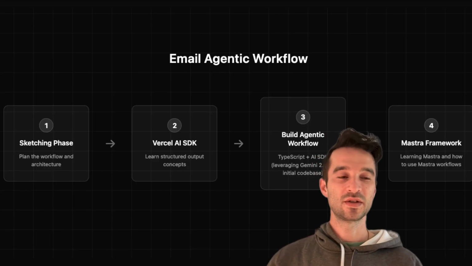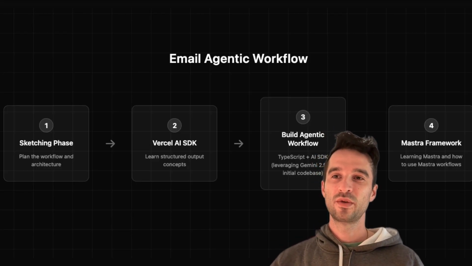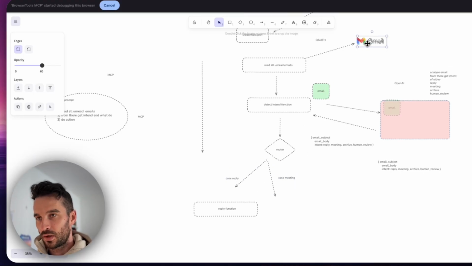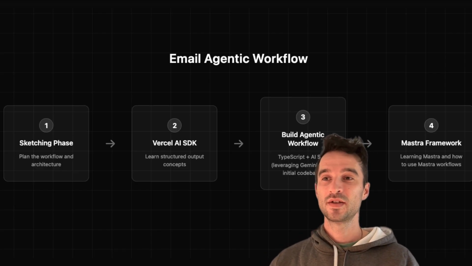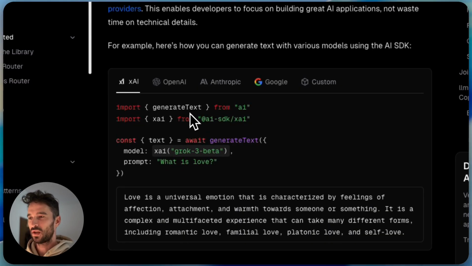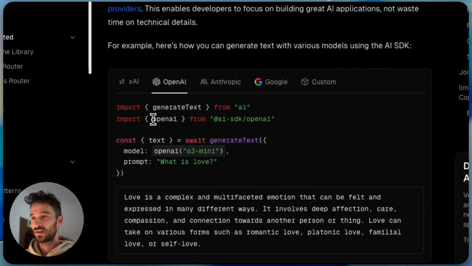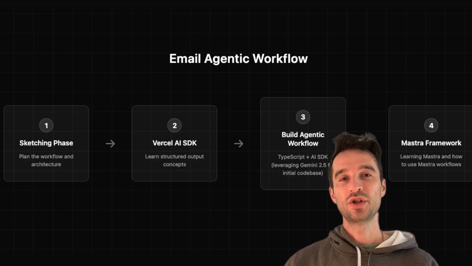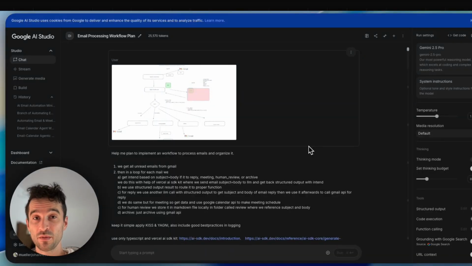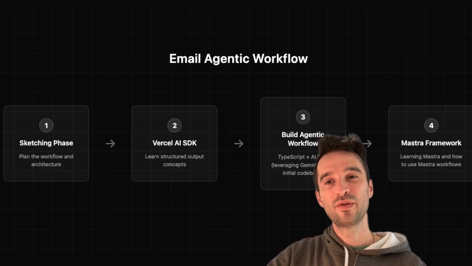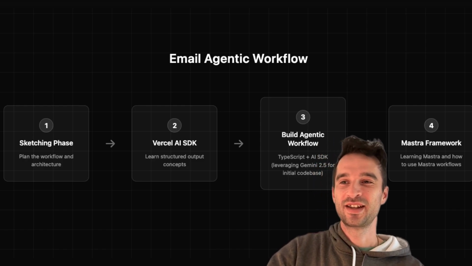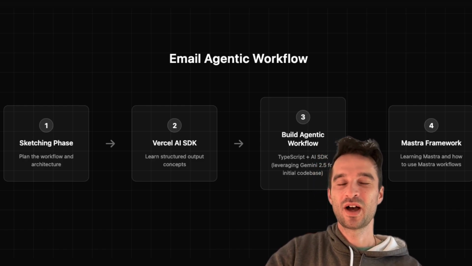And so here's the roadmap. First, we start with the sketching phase. So we plan out the workflow on paper before we write a single line of code. Second, we will dive into the Vercel AI SDK and learn about structured outputs. And this is the key to getting reliable responses from AI models. Then I will show you how we can leverage Google Gemini 2.5 Pro to come up with an initial code base. And you will see how quickly we can get a functional email processor up and running.